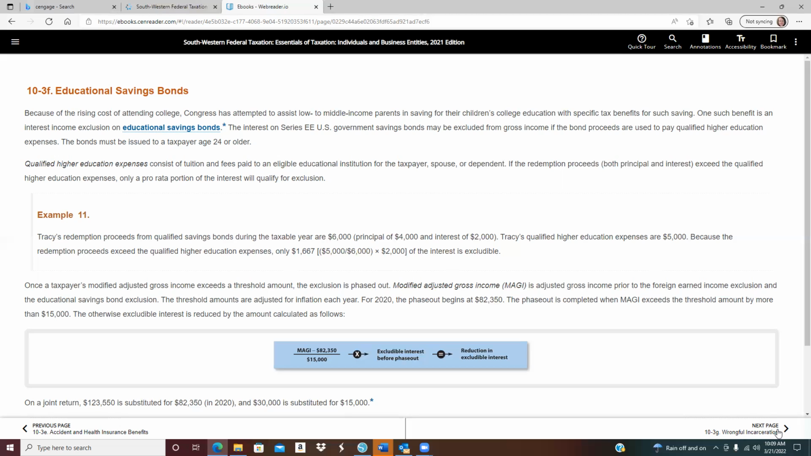Tracy's redemption proceeds are principal of $4,000 and interest of $2,000. Tracy's qualified higher education expenses are $5,000. Because the redemption proceeds exceed the expenses, only $1,667 of the interest is excludable. How did they come up with that amount? They took the total proceeds from the savings bond, which was $6,000, and the expenses, which was $5,000. So they took her education expense and divided it by the proceeds from the bond, and then multiplied that by the interest of $2,000. And that is the amount that is excludable.